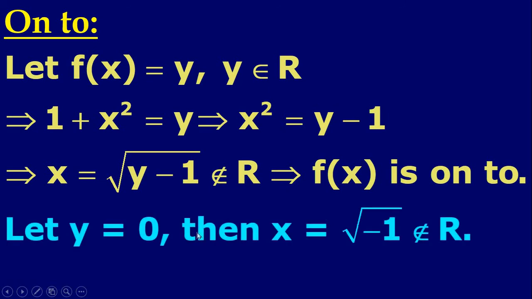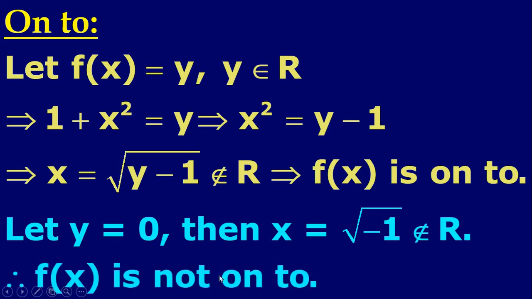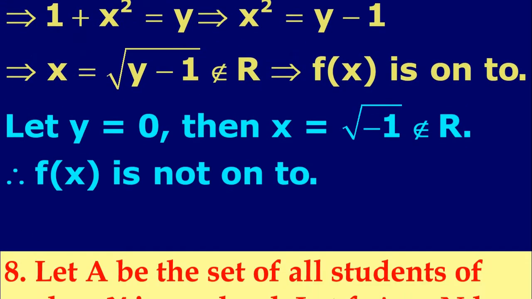To justify our answer, take y equal to 0. When y equal to 0, we get x equal to root of 0 minus 1, that is root of minus 1. And root of minus 1 is not a real number. Therefore 0 is not image of any element. So therefore this function is not onto function.